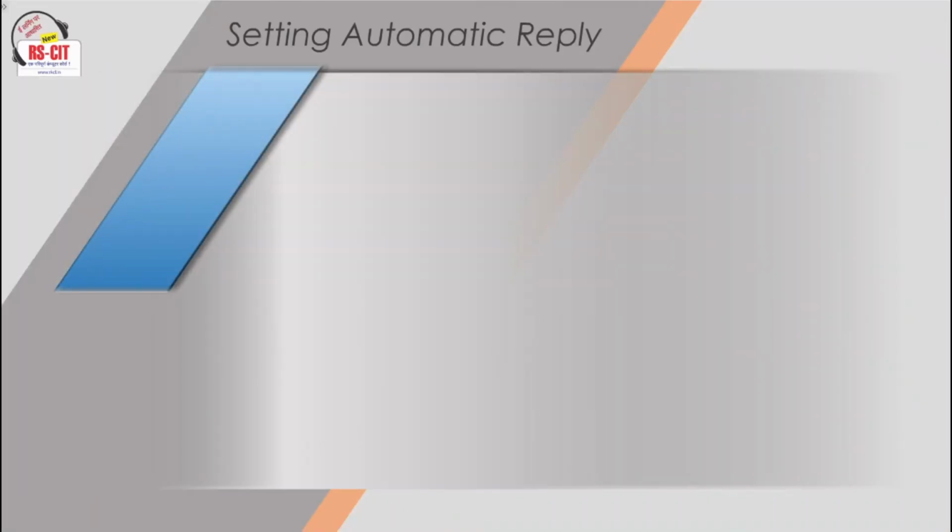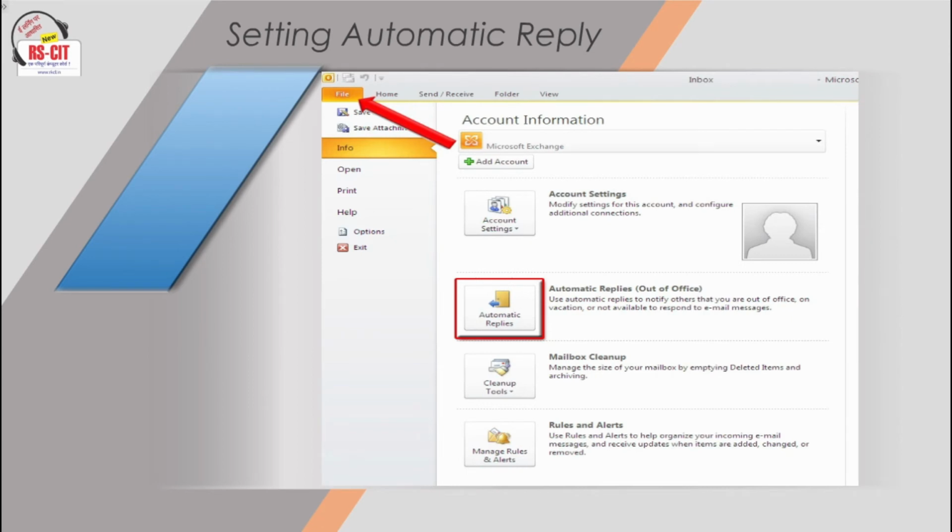Setting an automatic reply. If you won't be able to answer your messages for several days, it's easy to set an automatic reply, also known as a vacation reply, which will automatically reply to any messages you receive. A vacation reply typically includes the date you plan to return and contact information while you are unavailable.